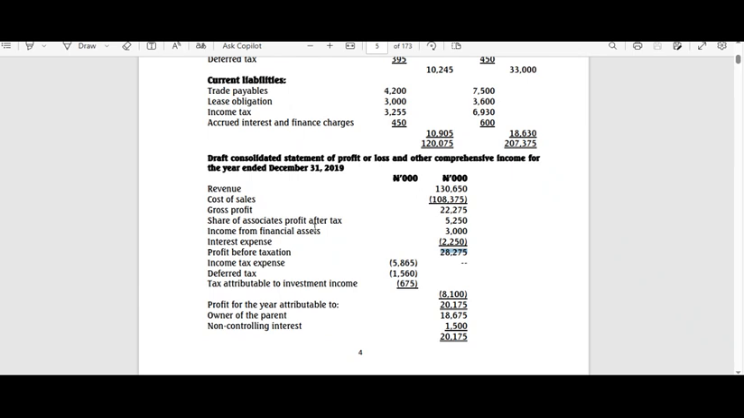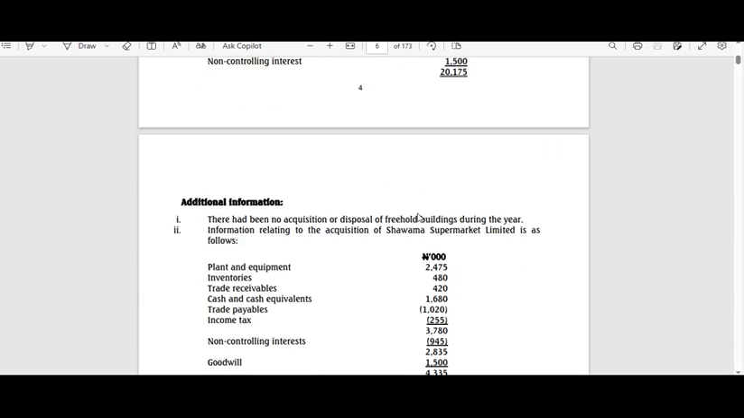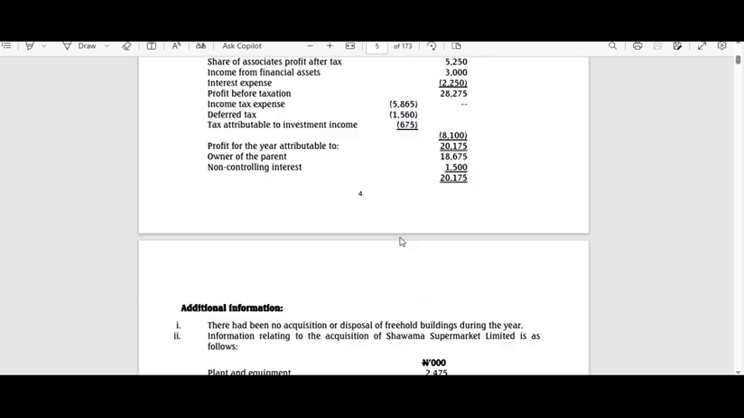Yes. What else are we adding back? Income from financial assets, you leave it. The cost of sales, you leave it, right? Now let's go down, if there is any other non-cash item.